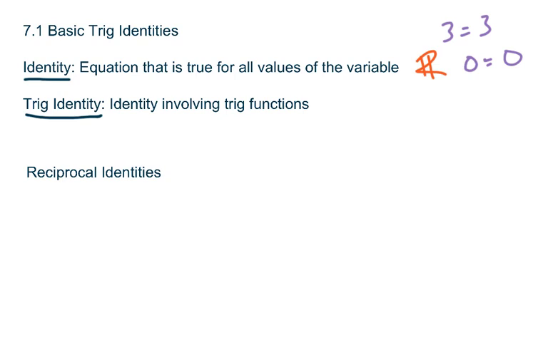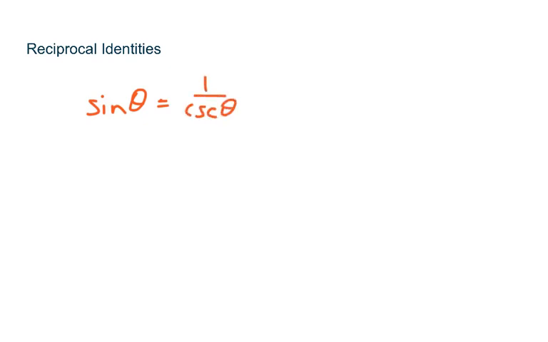The first set of identities is the reciprocal identities, and we kind of know what these are already. This just kind of formalizes it. So the reciprocal identities look like this. When we're talking reciprocal, we're flipping fractions over. So the sine of theta is equal to 1 over the cosecant of theta, and that's the first reciprocal identity. There are 6 of these reciprocal identities.